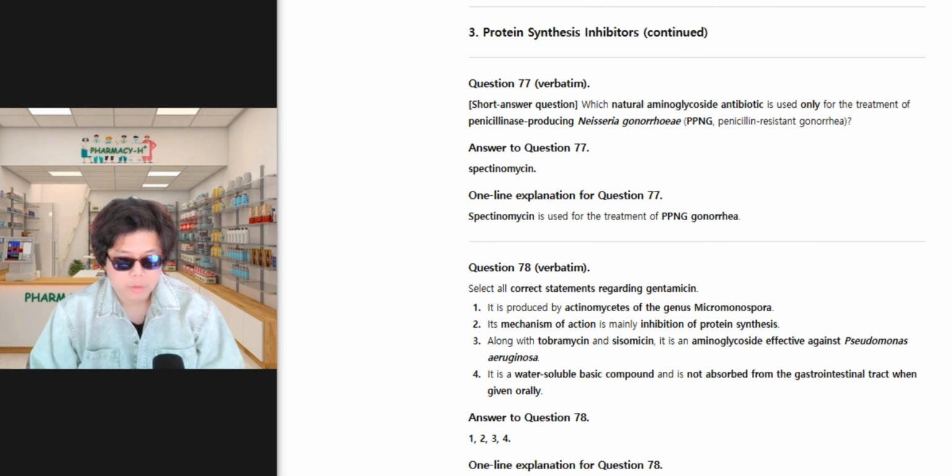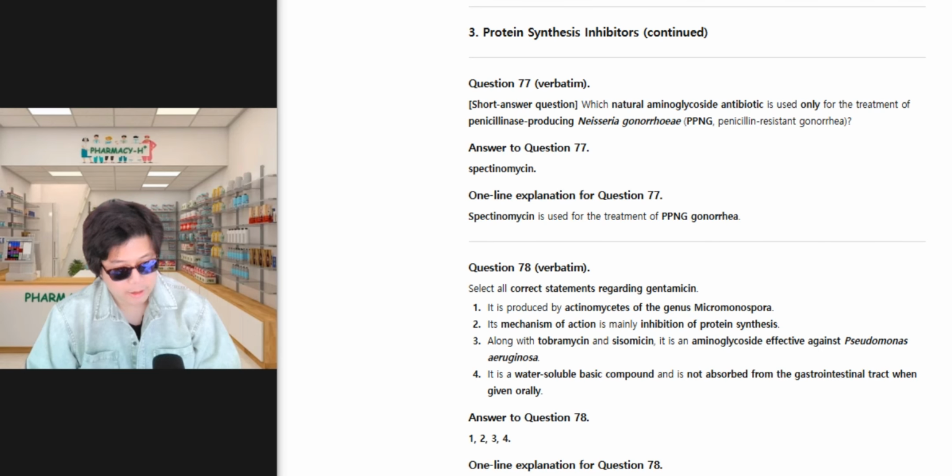Question: which natural aminoglycoside antibiotic is used only for treatment of penicillinase-producing Neisseria gonorrhoeae, PPNG, penicillin-resistant gonorrhea? Answer: spectinomycin. Explanation: spectinomycin is used for the treatment of PPNG gonorrhea.